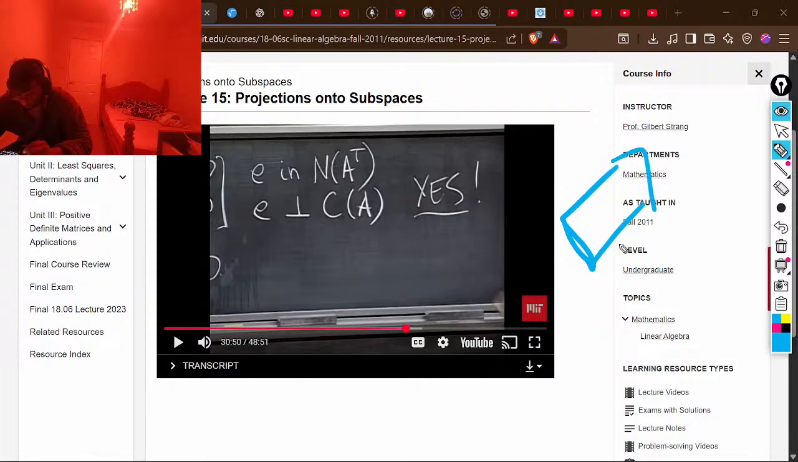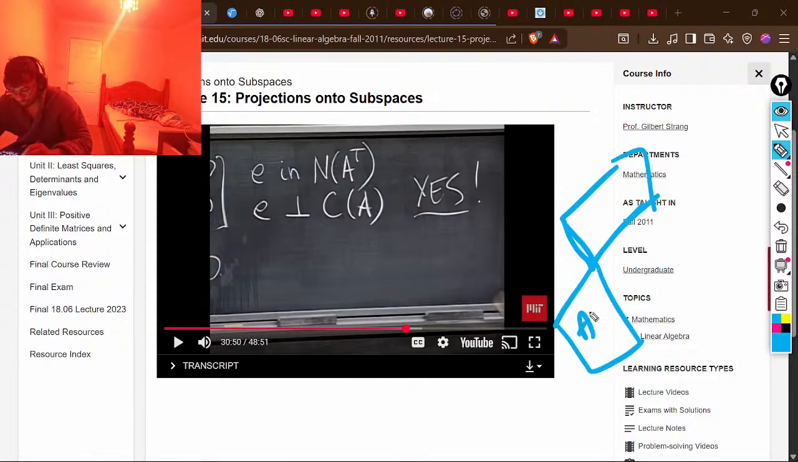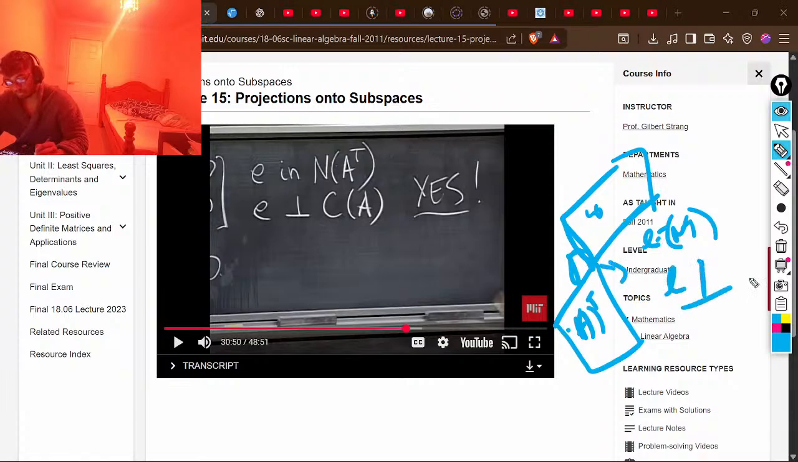That's the whole debacle with this thing, right? A transpose null space, column space, row space, and they're orthogonal. So what he's trying to say is E is in the null space because of the formula. And the null space is orthogonal, so E is orthogonal, or in other words, perpendicular.